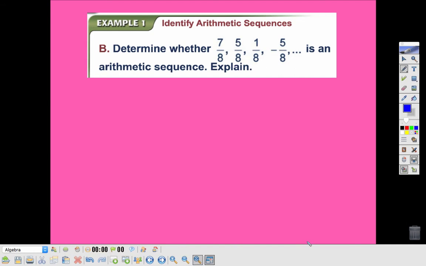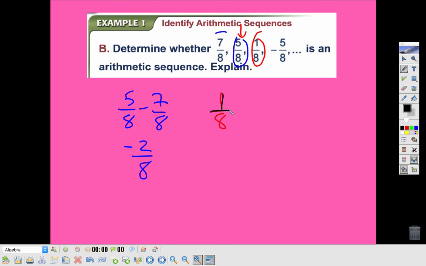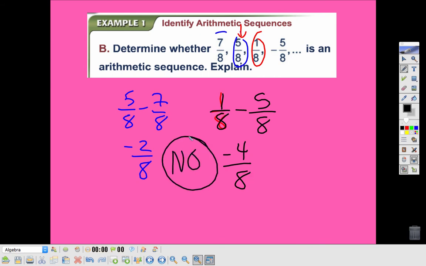It is. Because it's minus 4 on the top. Oh, wait, no, it's not. They're all the same denominator, right? One way to think about this is if you start with this one and subtract away this one. So what's 5 eighths minus 7 eighths? Negative 2 eighths. Now, let's look at this one and this one. What's 1 eighth minus 5 eighths? Negative 4 eighths. Are those the same? No. So it is not an arithmetic sequence.